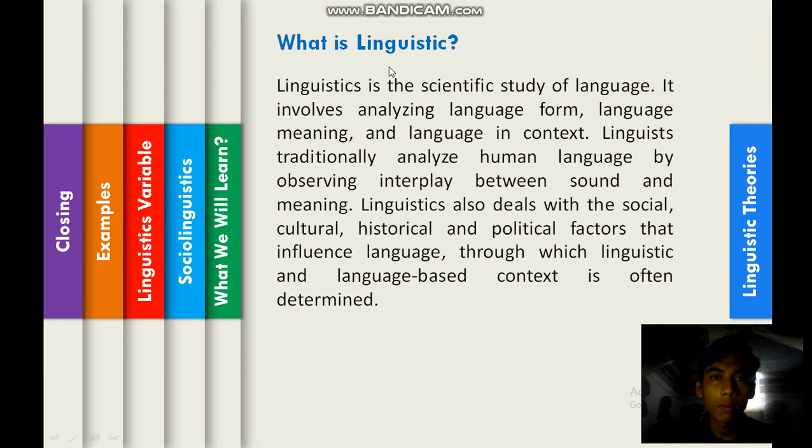What does linguistic mean? Can you see it in this slide? Linguistics is the scientific study of language. It involves analyzing language form, language meaning, and language context. So, linguistics is a tool that we use to communicate with each other, a tool for how we understand each other, and how anyone understands us.